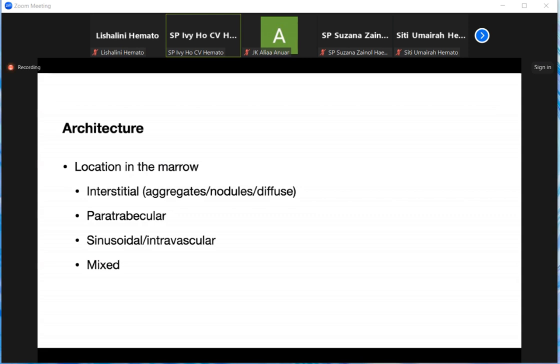Okay, for the lymphoid infiltrate, look at the architecture. Where are the locations of this lymphoid infiltrate? Whether they are interstitial in the marrow spaces, whether they appear in aggregates, nodules, or are diffusely distributed, whether they are next to the bony trabeculae, whether they are inside or outside of the sinusoids or the vessels, or it's a mixed pattern sometimes.